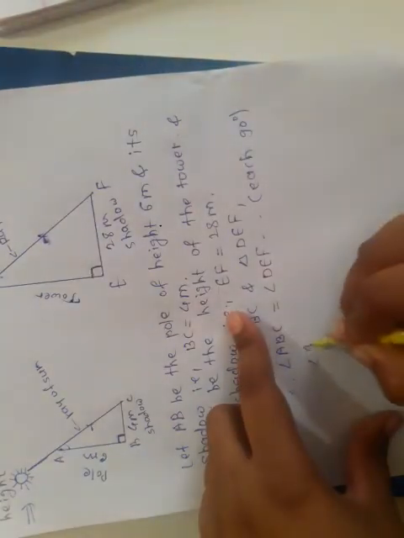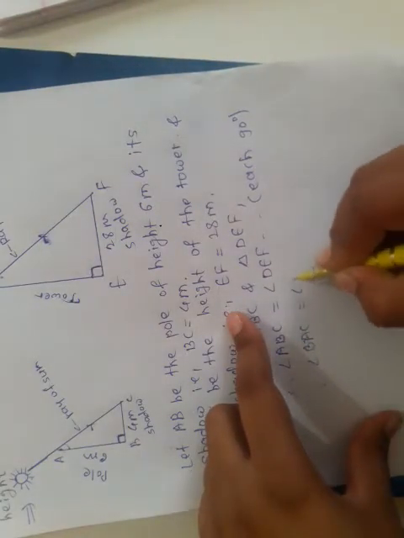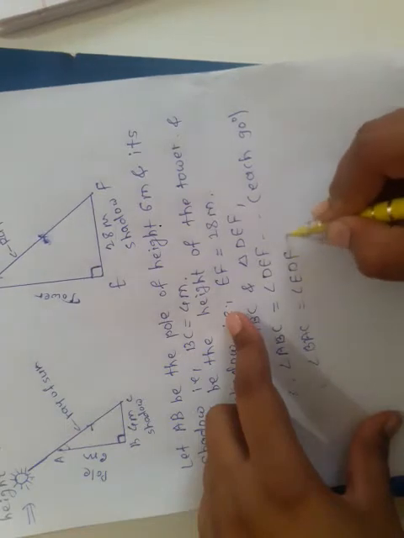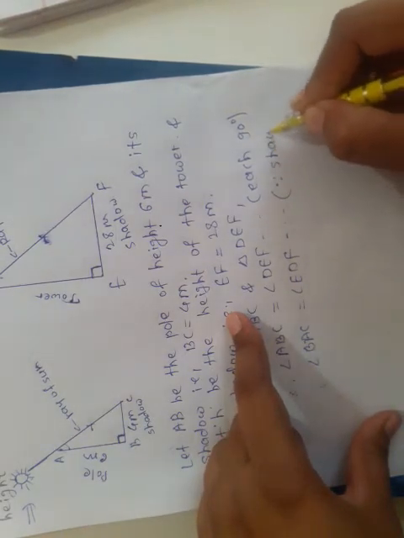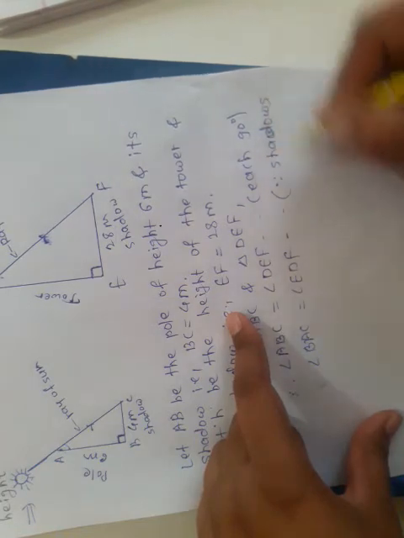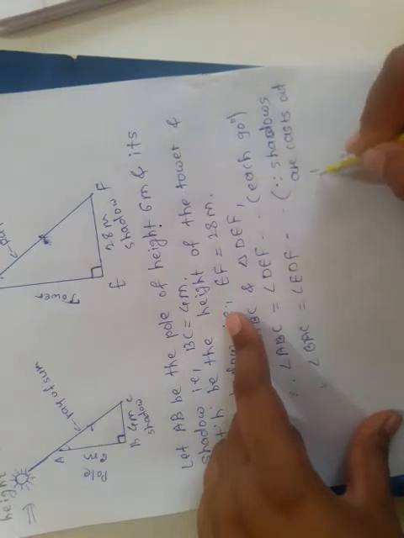In this way we can say that both angles are equal. So write down, therefore, angle BAC is equal to angle EDF, since shadows are cast at the same time.